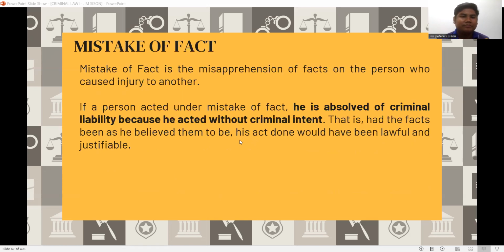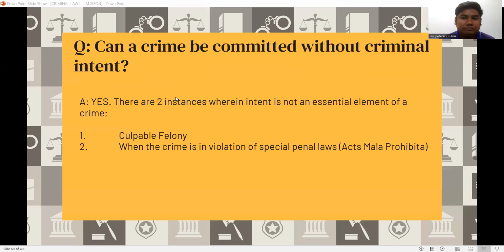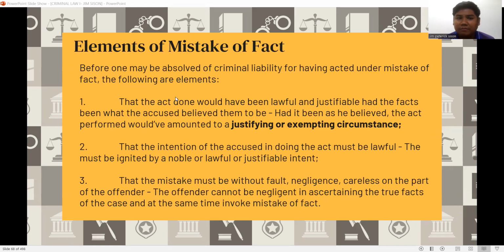Okay? So, mistake of fact. What do you mean by mistake of fact? It is the misapprehension of facts on the part of the person who caused injury to another. If a person acted under mistake of fact, can he be absolved of any criminal liability? The answer is yes, because he acted without criminal intent. That is, had the facts been as he believed them to be, his acts would have been lawful and justifiable. So, the elements of mistake of fact.